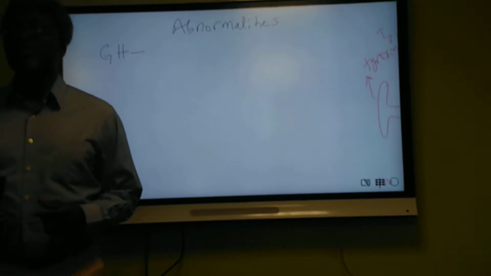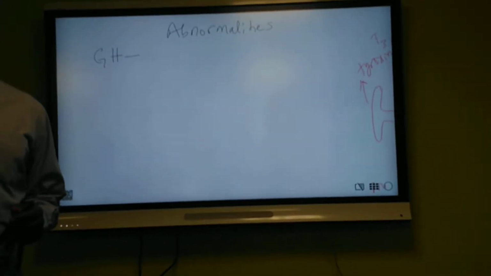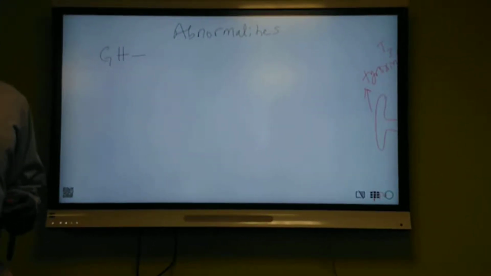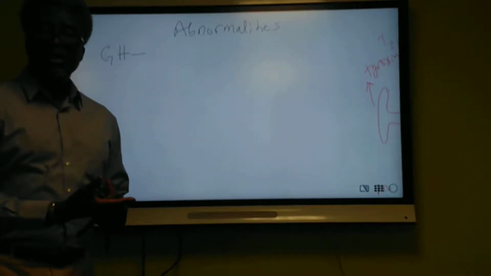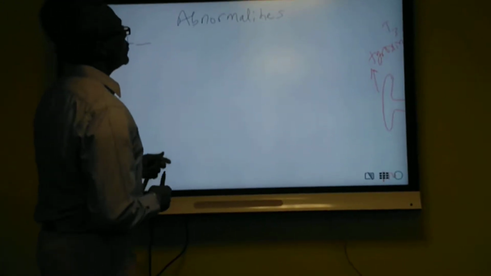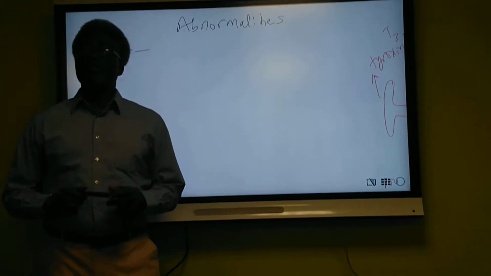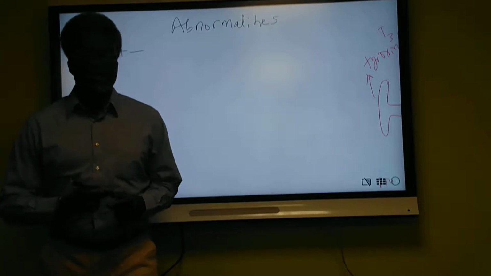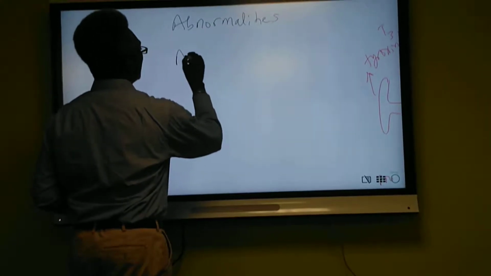Now, growth hormone does not have a significant impact on intellect. So in people who are dwarfish, their intellect is very intact. Now, if growth hormone increases after the person has stopped growing, they will have something called acromegaly.